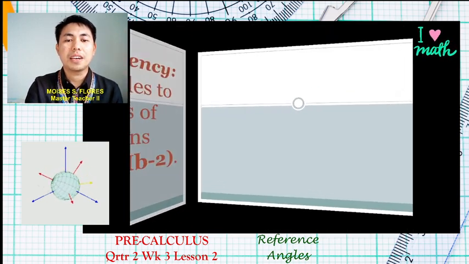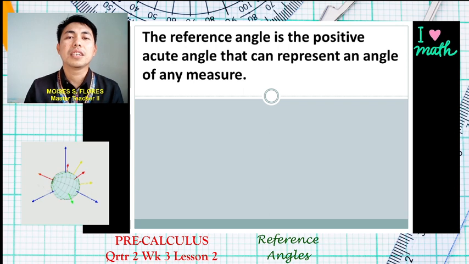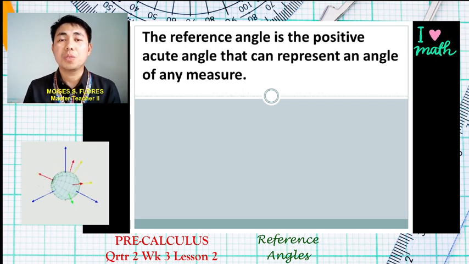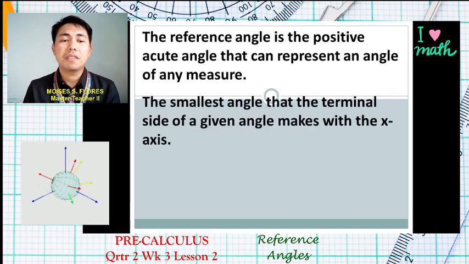Now, let us define what is a reference angle. A reference angle is said to be the positive acute angle that can represent an angle of any measure. So take note again of this property of a reference angle. It should always be positive and it is said to be an acute angle. Another definition is the smallest angle that the terminal side of a given angle makes with the x-axis.